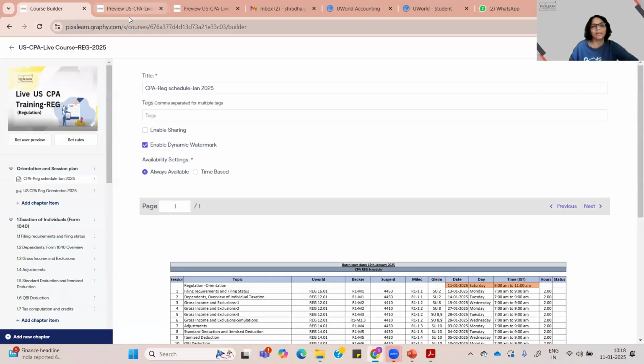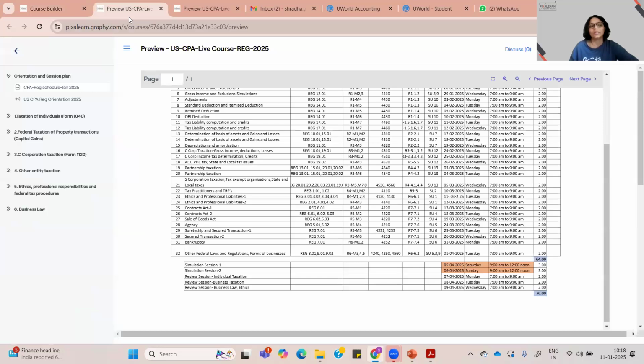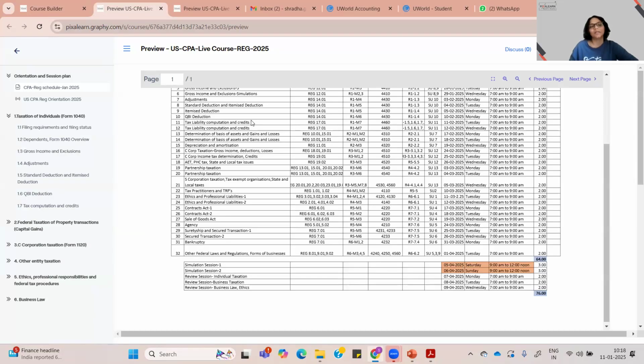So this is the LMS, and I think this is the student's view. This is the schedule that I've put. These are just the chapters that I've created. As and when we complete a session, like today we've done this session, today's PPT, I'm going to upload it under orientation. So this is the PDF for the schedule.